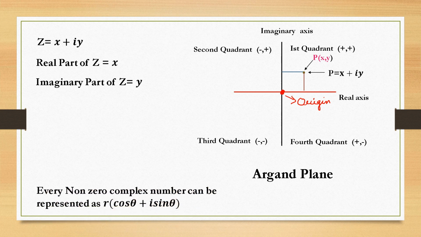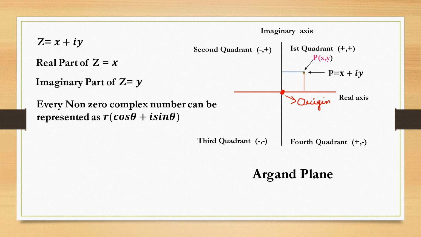Now here, every non-zero complex number can be represented as r (cos theta plus iota sin theta). So if you have any non-zero complex number, then we can represent it in this form. We need to find r and theta, and that is the only thing required to represent any number in this form. This is very important because De Moivre's theorem is applicable over this form. So before doing anything, we must know what r is and what theta is.